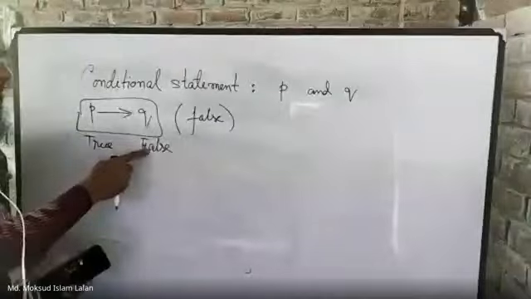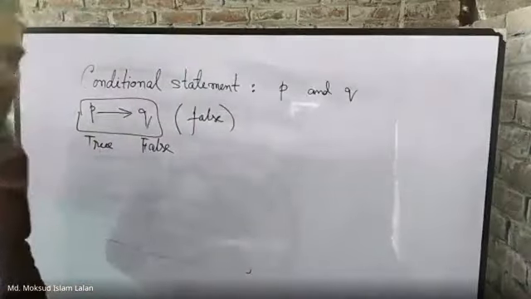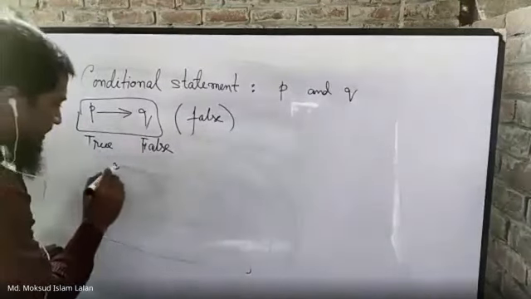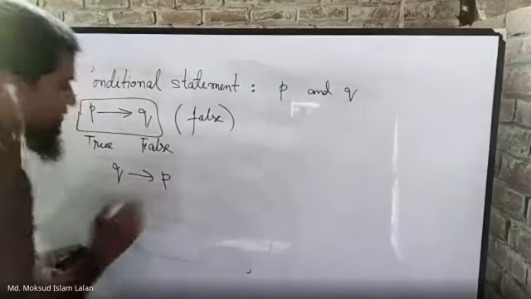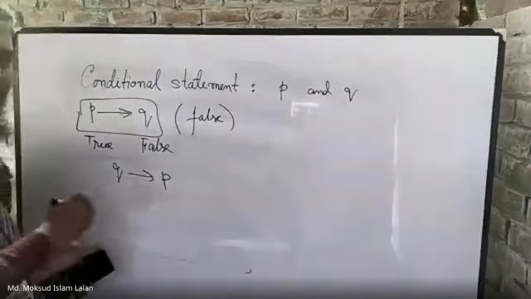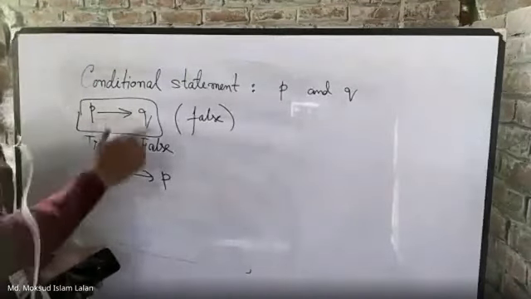Sir, Q has to be true, otherwise it is false. If Q is true, then it is true. Otherwise, it is false. As for example, Rafi, maybe there is a chance of Q conditional P, right? So what will be the conditional statement for this?